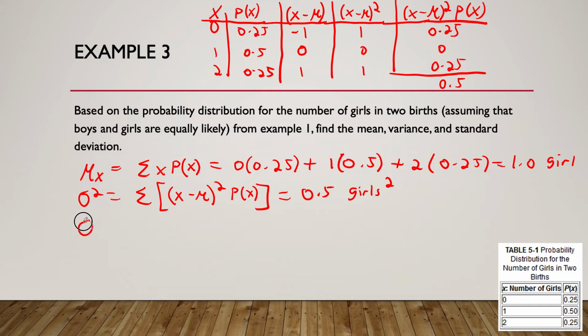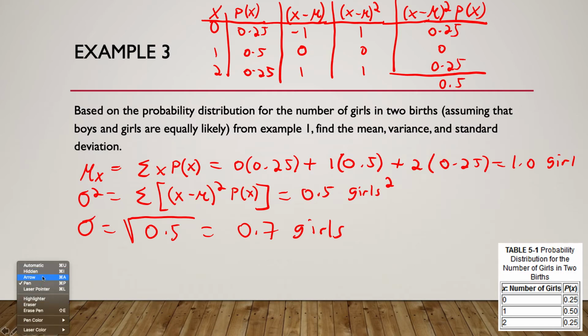The standard deviation just takes the square root of that number. So the square root of 0.5. Touch that into a calculator, and we get an answer of about 0.7. So 7/10 of a goal. And I don't know why I put an S there, because this is not more than one. So 0.7 of a goal would be the standard deviation.